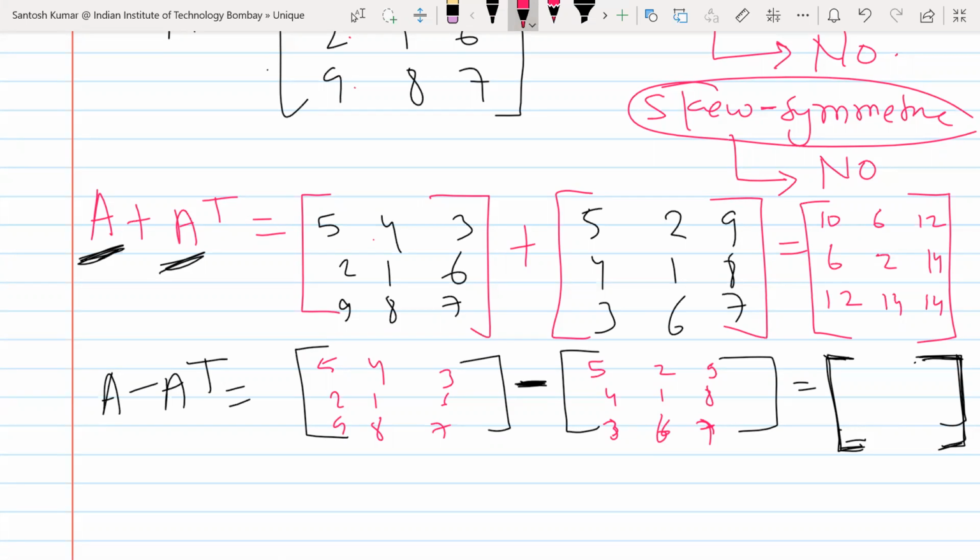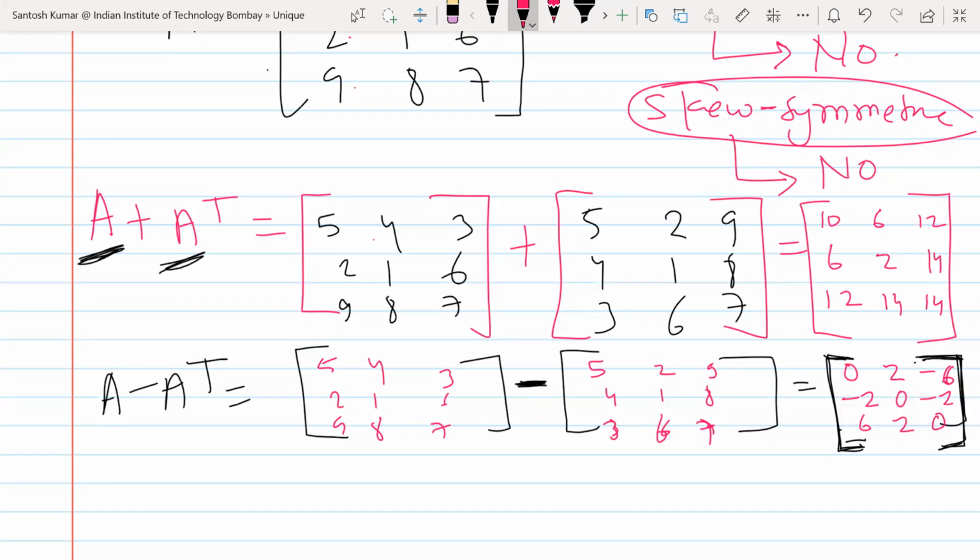Sir, 0, 2, 6... Then in the second row, minus 2, 0, minus 2. And in the third row, minus 6, 2, and 0.